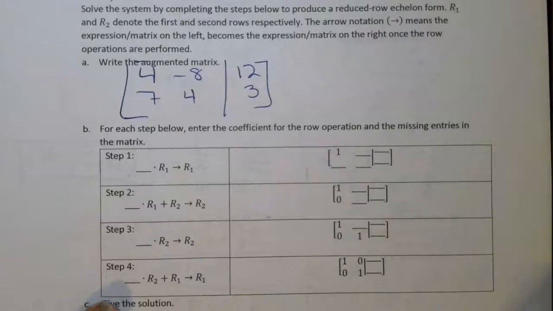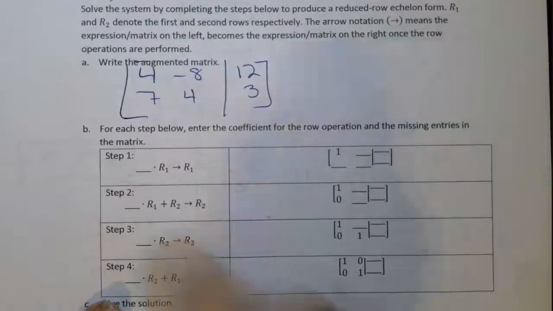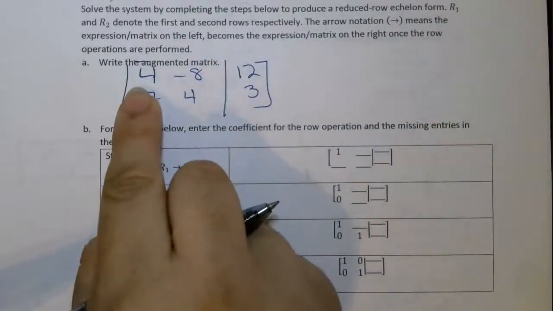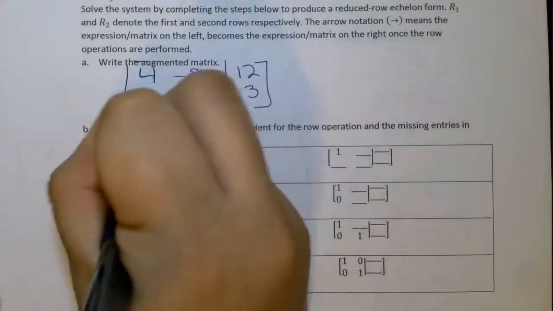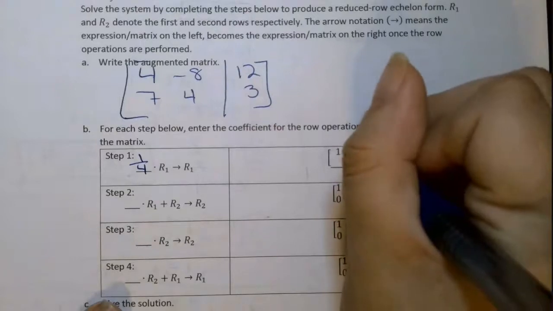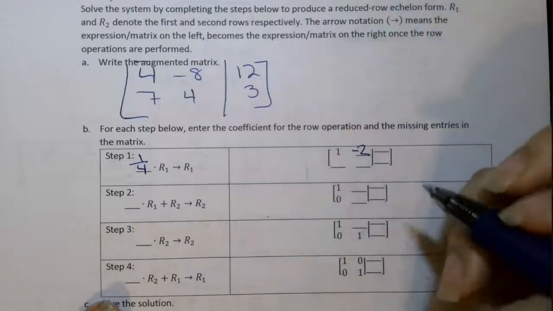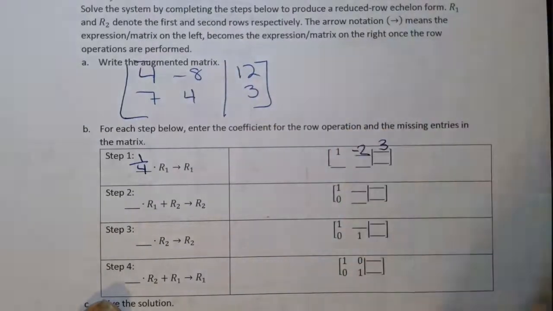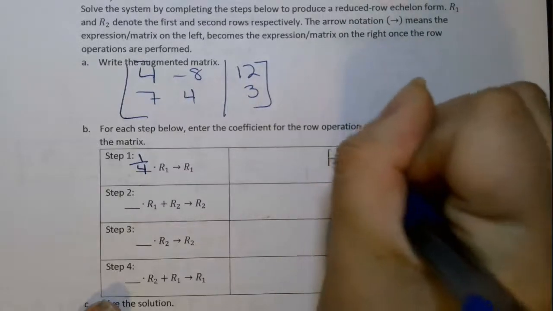It tells me over here that I'm going to end up with a coefficient of 1, so I need to figure out what I multiplied my first row of my equation by to turn it into 1. It's going to be 1/4. So 1/4 times 4 is 1. 1/4 times negative 8 is negative 2. 1/4 times 12 is 3. The bottom row is not changing. 7, 4, 3.